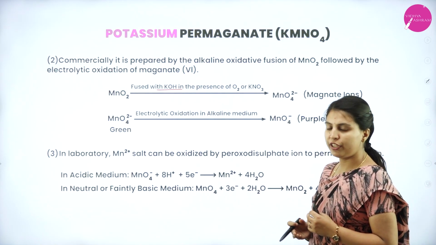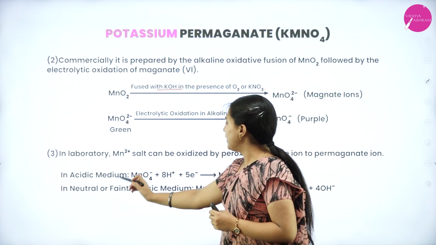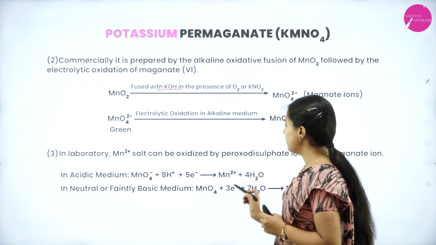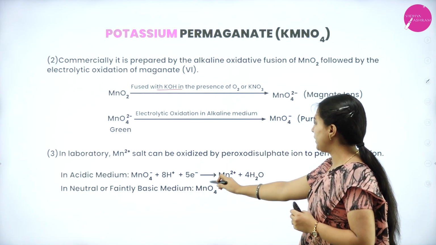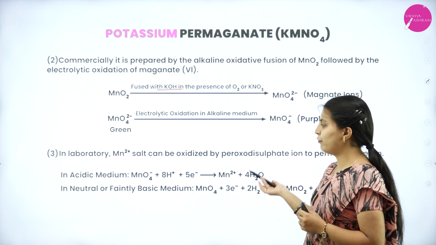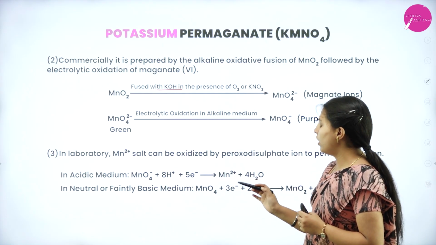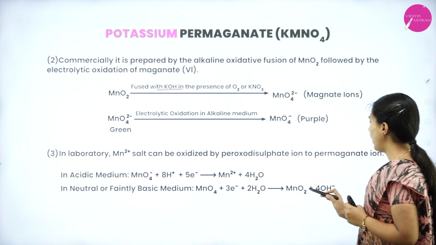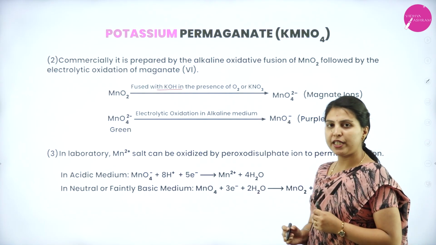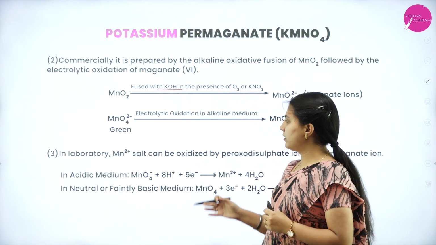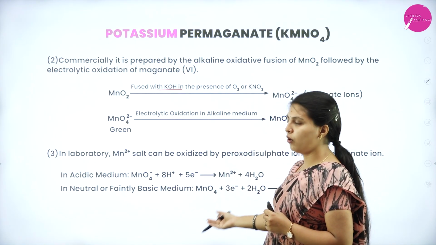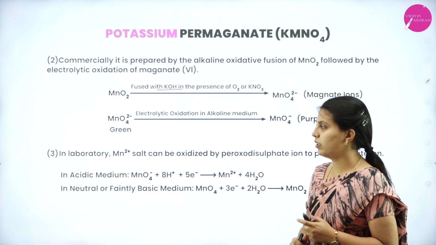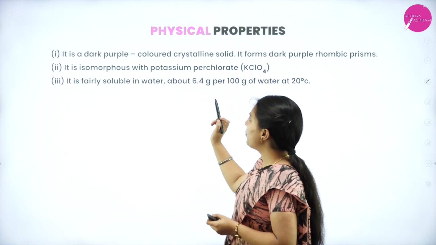In the laboratory, how can it be prepared? In acidic medium, MnO4 minus with H plus and 5 electrons will be converted, and Mn2 plus will be formed. In the neutral or faintly basic medium, MnO4 minus in water gives MnO2 and OH minus. This is the laboratory method, how permanganate will be formed. That was the commercial method.